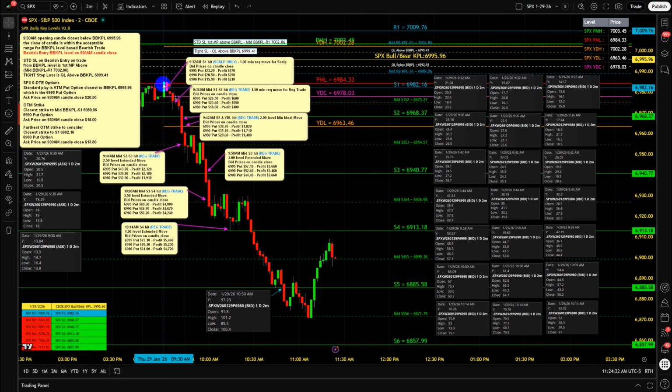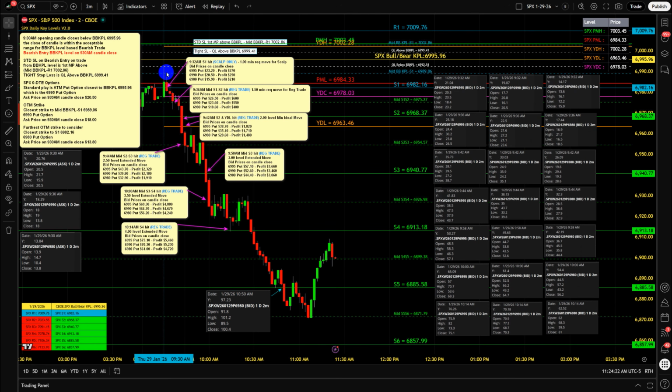However, for those that prefer taking the 9:30 a.m. opening candle trade, which is what we prefer to do, then on this particular candle, this is a bearish entry off of the BBKPL level on the 9:30 a.m. candle close. Now, the most important aspect of this candle is that it is closing below the bull bear key price level, and it is also closing within the acceptable range for a BBKPL level based bearish trade.